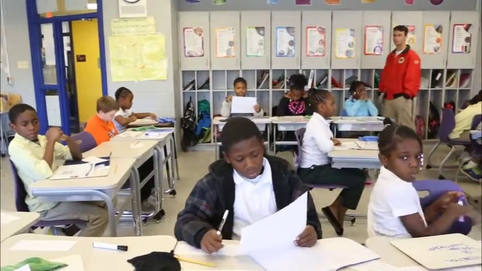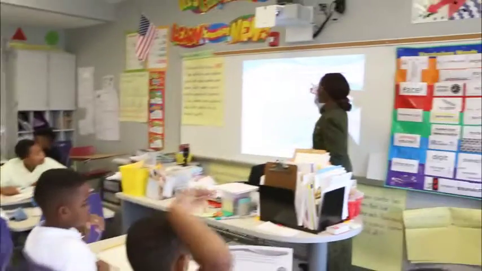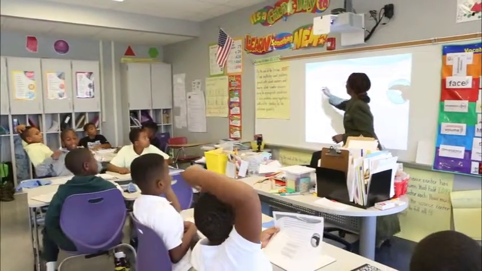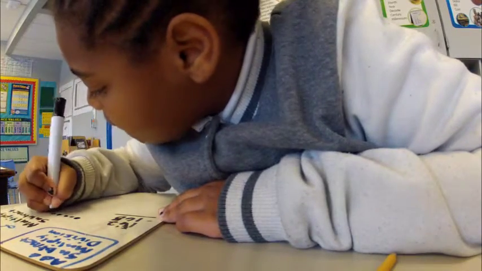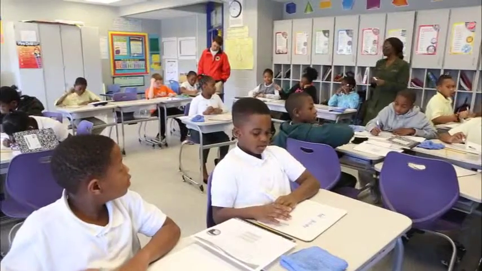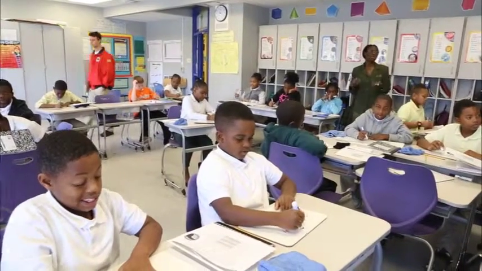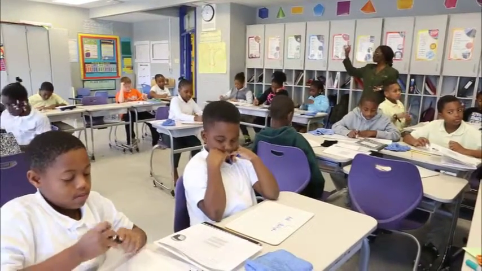Okay. What does the question ask us? Can we read this? How many seats are there in the classroom? Great. How many operations are we going to do right there? Two. Good job. Wonderful. Now I'm going to ask you to write the two operations. We already know we're going to have two operations.